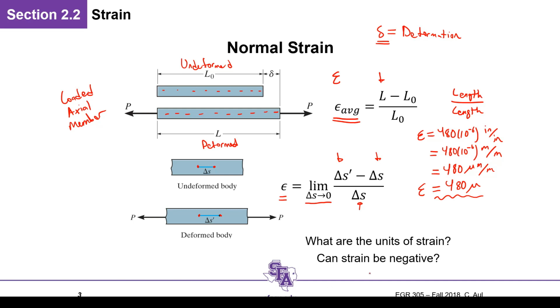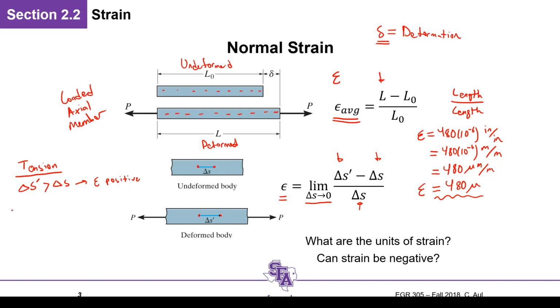Can strain be negative? Well, of course, yes, it can. Okay. In both of these cases, we're showing a load under tension. So under tension, the delta S prime, which is our loaded case, is going to be larger than the delta S that we started off from, right? And this means epsilon will be positive, right?